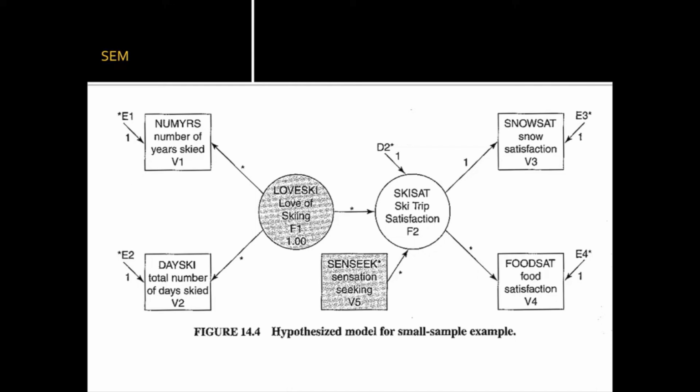Why? Because we have at least one factor that is involved in a regression. Here we have two factors. In circles there, we have love of skiing and ski trip satisfaction. Each of those might be measured multiple ways. In this case, love of skiing is measured 2 ways, and ski trip satisfaction is measured 2 ways. How much you love skiing is hypothesized as a predictor of greater ski trip satisfaction. And then we also have an extra variable there, sensation seeking.